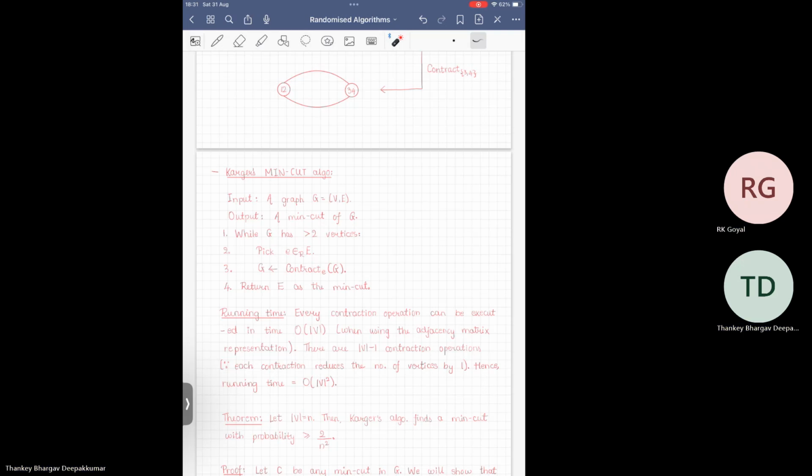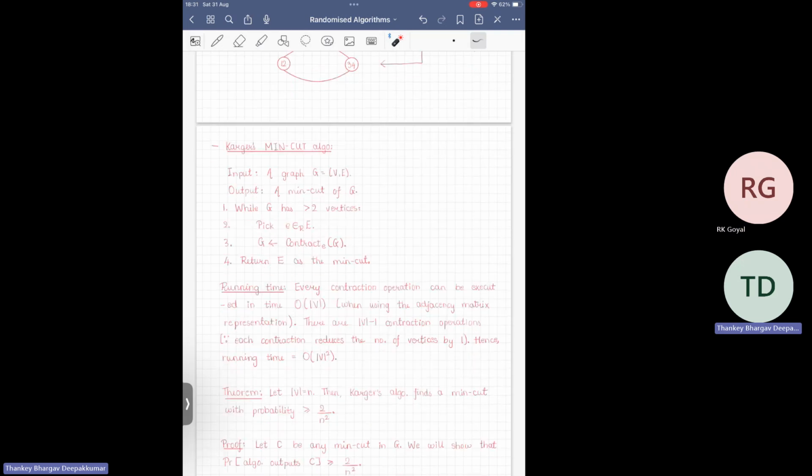What we would see next time is that if the size of V is n, then Karger's algorithm finds the min cut with probability at least 2 over n square. To boost this to a constant, we would need n square repetitions. So if you want a constant error probability, the running time would be n to the 4: n square from here and n square from the repetitions.